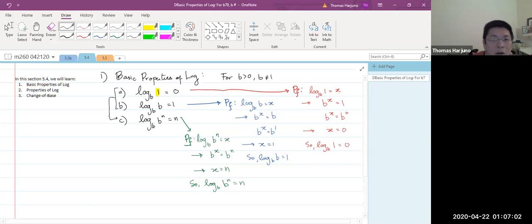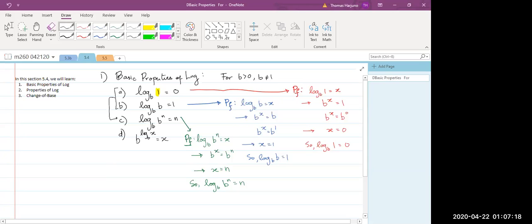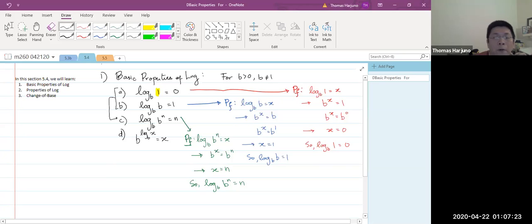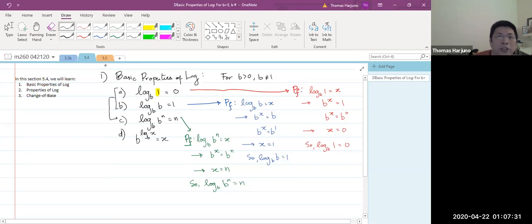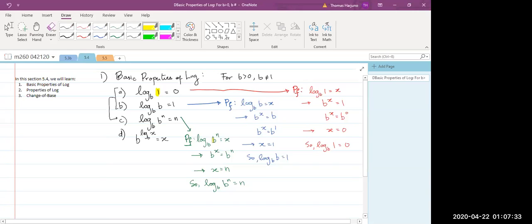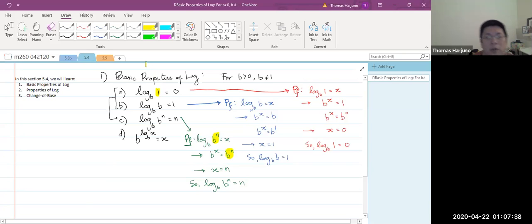Now, the last part of these basic properties of log is b to the power of log base b of x is equal to x. I'm sorry, could you go over C once again? I didn't see the relationship from why you use b to the x equals b to the n. I was thinking I just changed it into exponential form. Oh, okay. Thank you. Right? Okay.